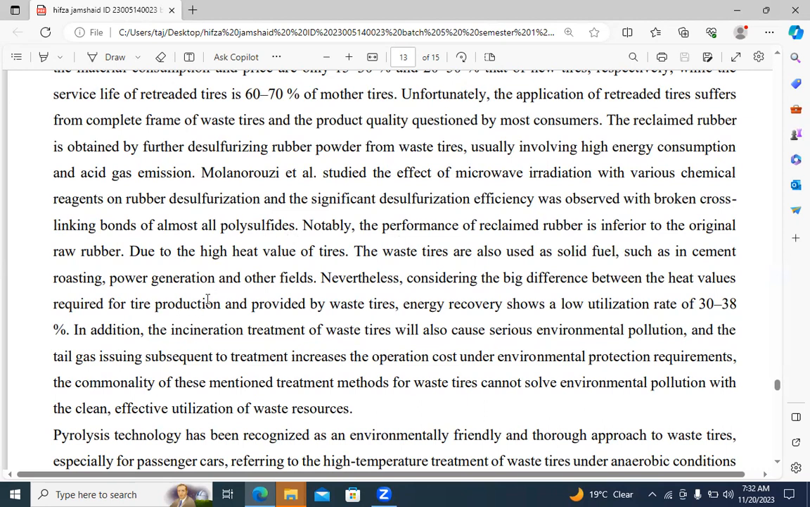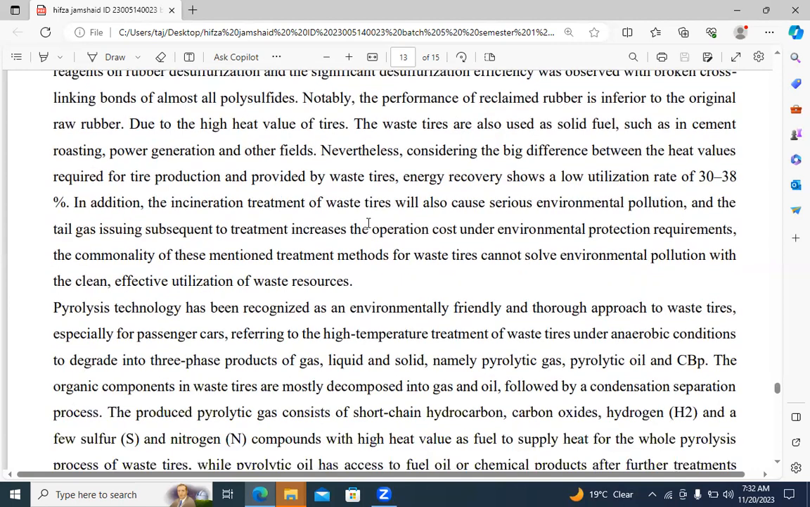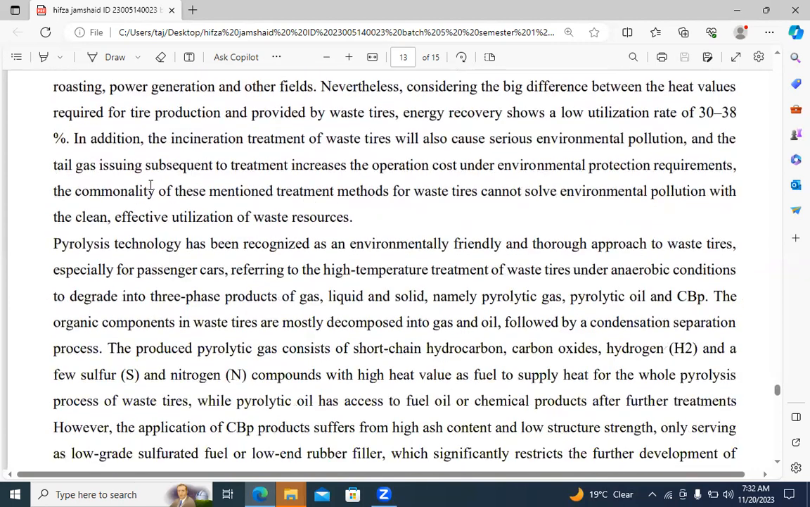Due to the high calorific value of the tires, waste tires are used as solid fuel, and we are also using them in cement, roasting, power generation, and other fields. Incineration treatment of a waste tire will also cause serious environmental pollution. Incineration means to burn the tire. When we burn the tire, it causes serious environmental pollution. It will also produce tail gases that also cause environmental pollution.